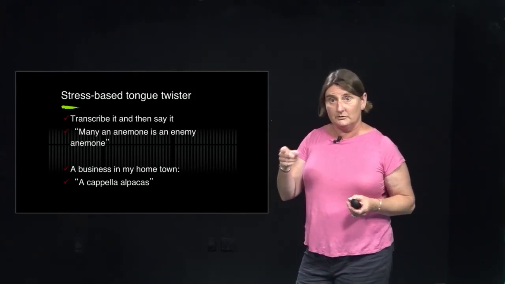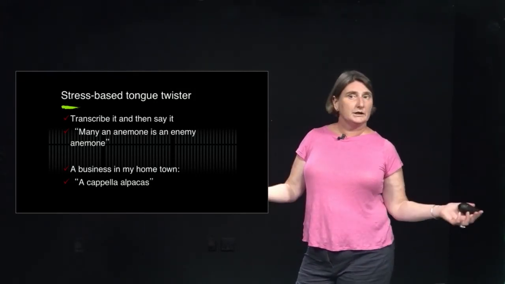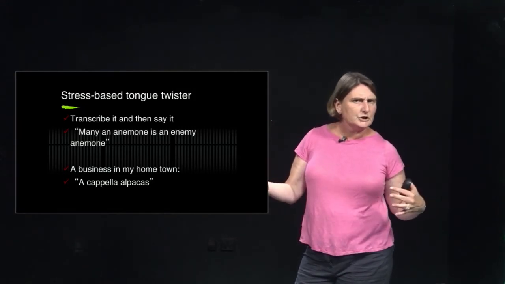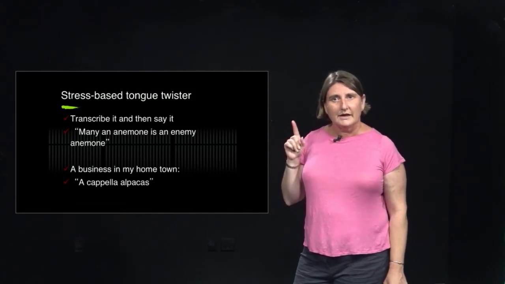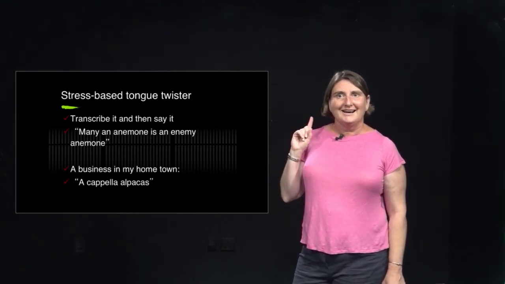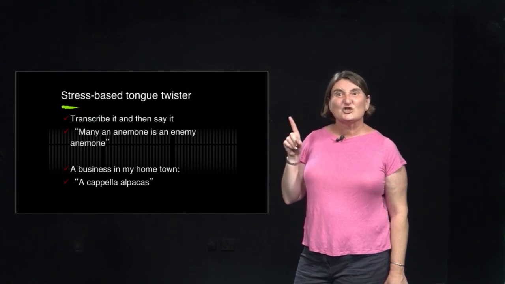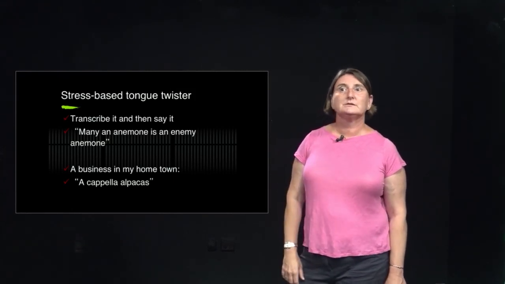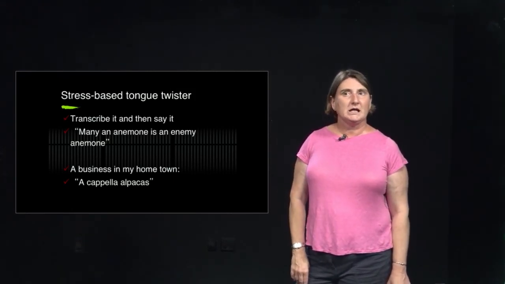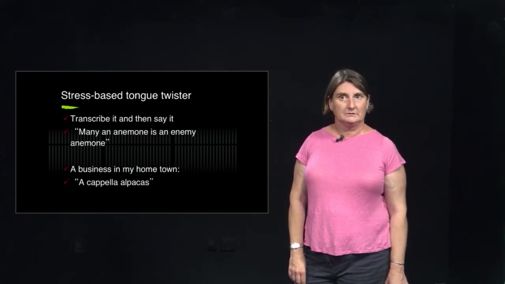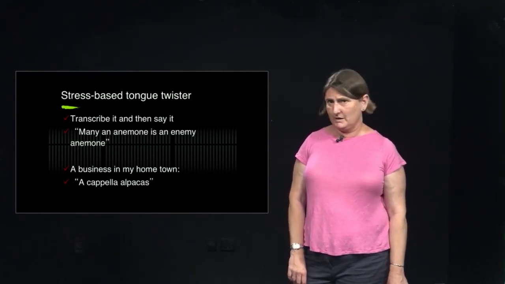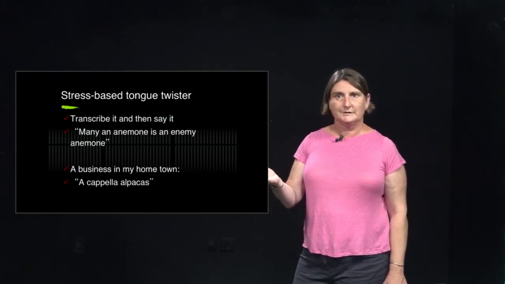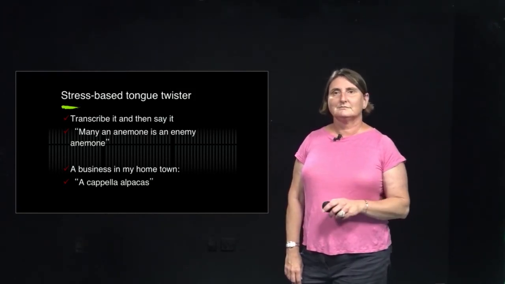Okay, now, here's the tongue twister. So there are a lot of tongue twisters, mostly shine my city shoes, you know, that kind of stuff. This is one of the very few that actually have to do with stress. It's extremely hard. So here it is. Many an anemone is an enemy anemone. Okay, so try this fast. Many an anemone is an enemy anemone. And you start to lose it. It's a fun one. One of my favorites.